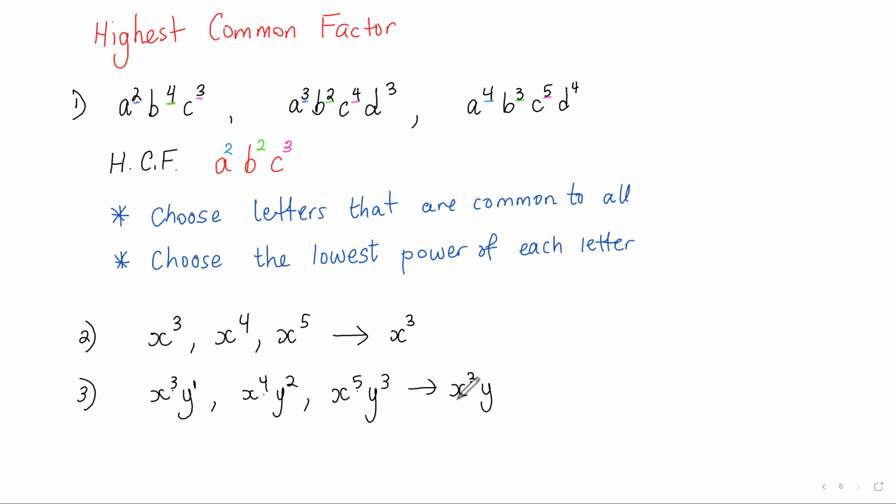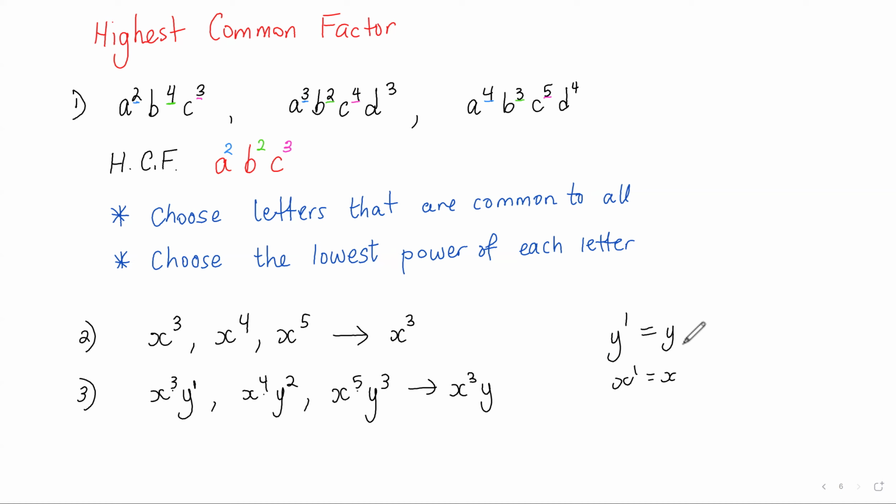x and y. And then the lowest powers of each, well, for x, it was among 3, 4, and 5. So the lowest of those three is 3. And then with y, the powers were 1, 2, and 3. So the lowest power is 1. You don't need to write 1. It's understood that when you have a letter by itself, the power is 1, since any number raised to the power of 1 is just itself, right?